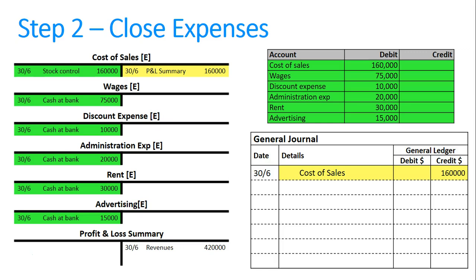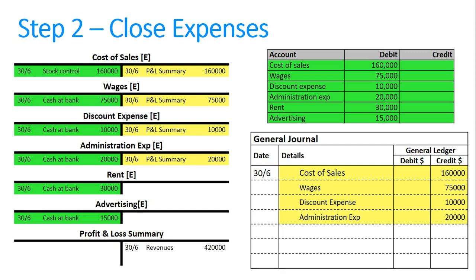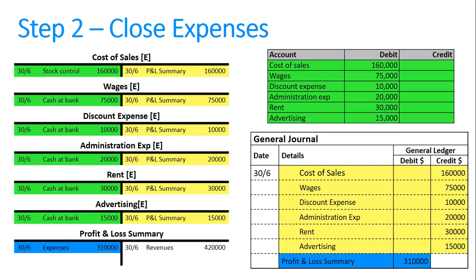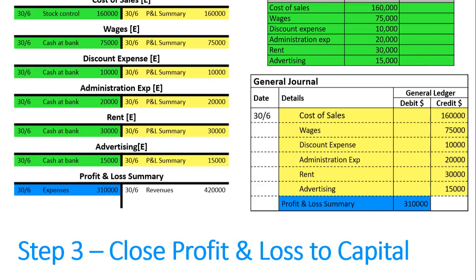Same with wages, we'll do a credit. Discount expense, credit. Administration expense, credit. Rent, credit. Advertising, credit. And then what we'll do is one giant debit to the profit and loss summary account for $310,000. So all our expenses are now reset to zero at the end of this period, and we sent them to a special ledger called the profit and loss summary account.